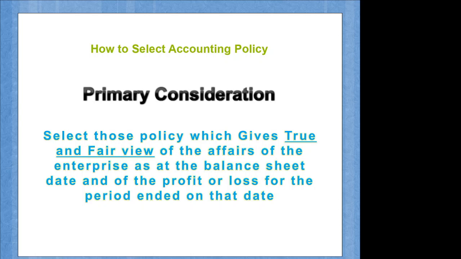So when we want to select an accounting policy, basically the primary condition, the basic objective of accounting is to reflect a true and fair view of the affairs of the enterprise when we are preparing financial statements. So whether it is the profit and loss account or the balance sheet, these two financial statements have to reflect a true and fair view of the business conducted. So any accounting policy we select has to be in conjunction with this primary consideration that it gives a true and fair view.